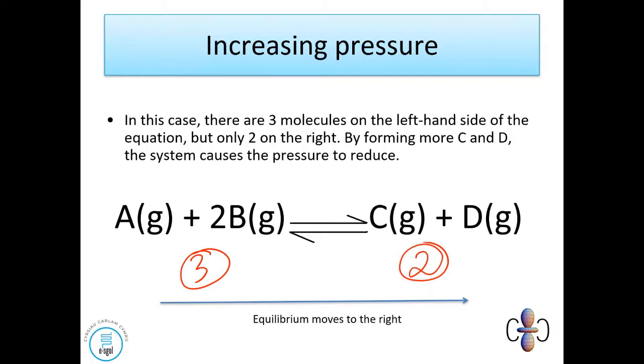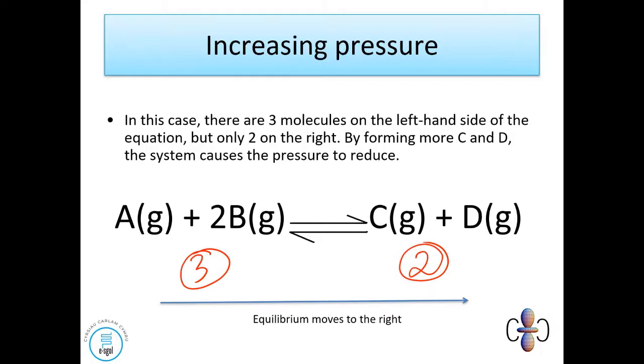So it's like having 300 people in one room, 200 people in the other. You're going to go in the direction where there's less kind of crowding. Okay, so in this case, there are 3 moles on the left, 2 moles on the right. So by forming more C and D, the system causes the pressure to reduce. So if you enforce a high pressure in a system, it is more favourable and more sensible for that system to rush forward in the right-hand direction, because that's the way of reducing the internal pressure that is present.